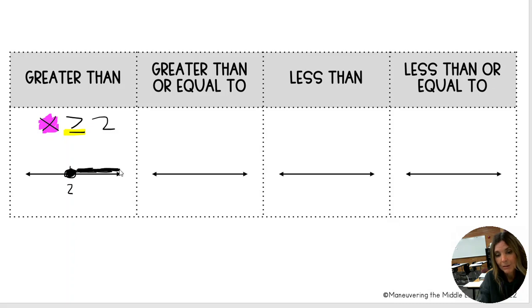That's why we do a graph, because there's an infinite number of numbers that would make this true, and we wouldn't want to have to spend the time to write them all out.